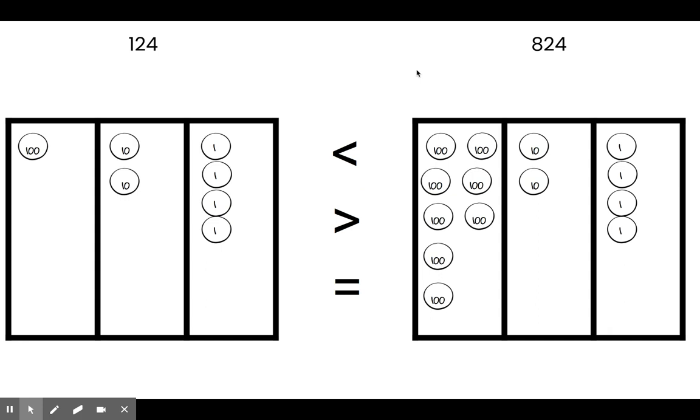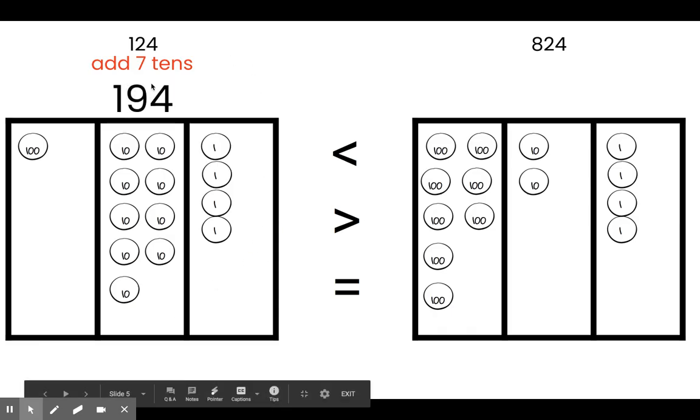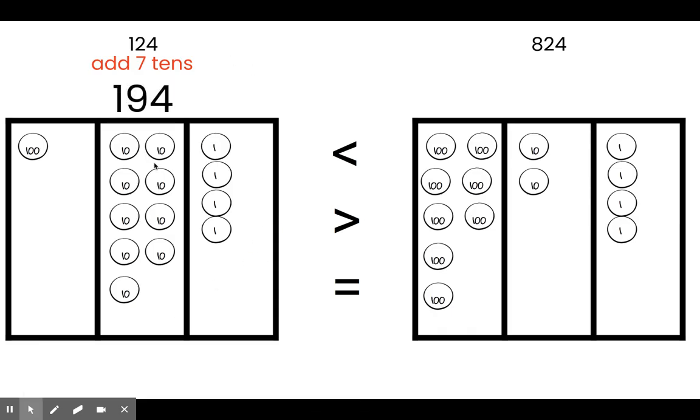Now, we're going to take these numbers and we're going to add to them or subtract from them. Let's look at 124 first. It's still here on our place value chart. Now we're going to add 7 tens. Watch closely. Here they come. And there they are, 7 additional tens. Now you can see I have one group of 100, 9 groups of 10, and 4 ones. That gives me the number 194.